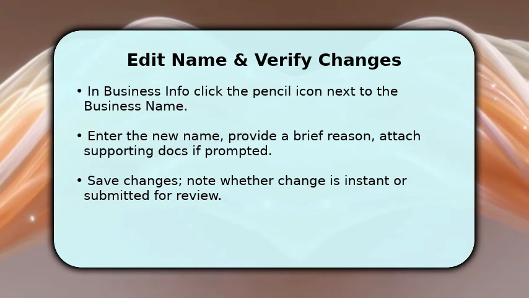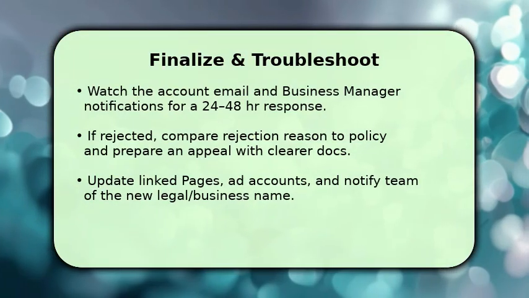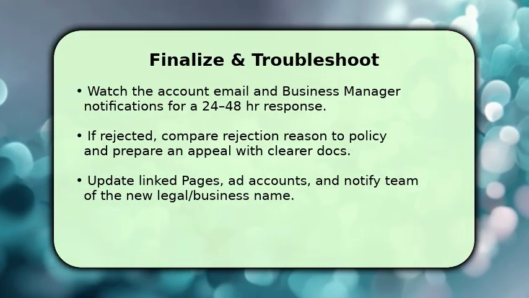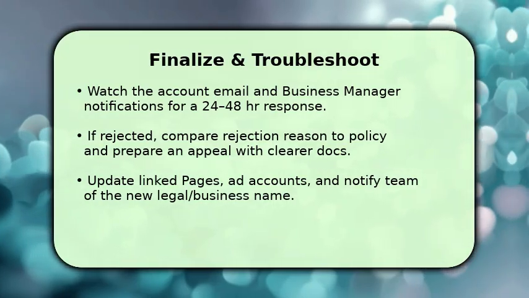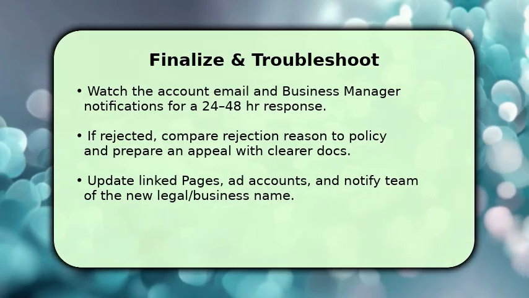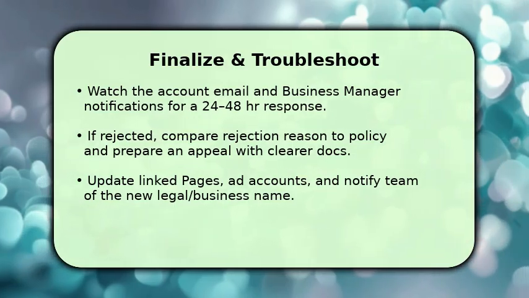Once done, monitor your inbox and Business Manager notifications for a 24 to 48-hour response window. Responses sometimes appear sooner. If Facebook rejects the change, carefully read the rejection reason, correct any naming or documentation issues, and submit an appeal with clearer proof. This is often the fastest path to approval.